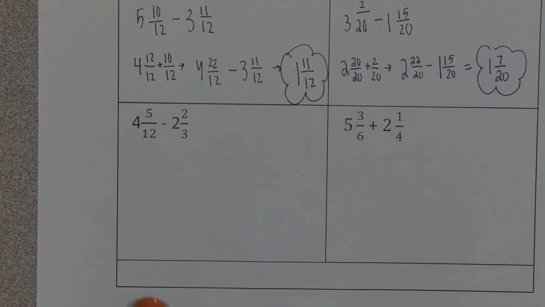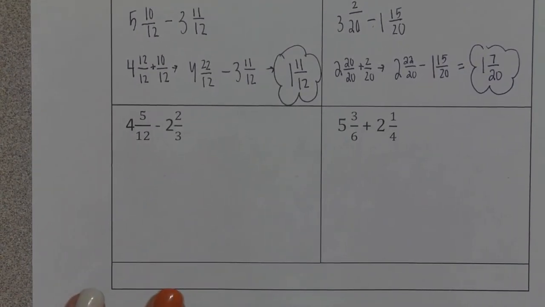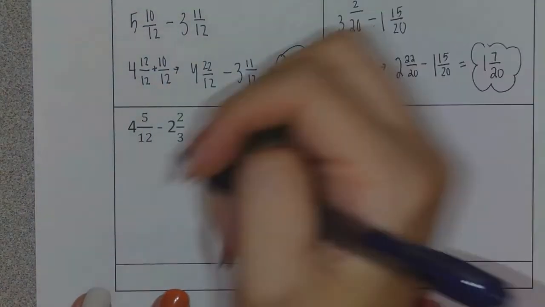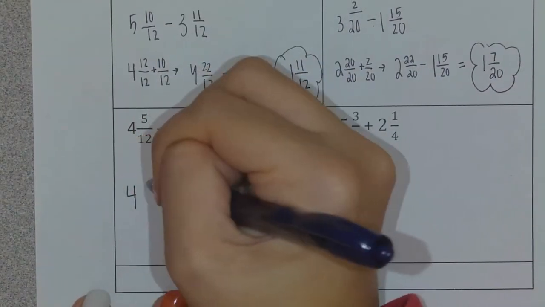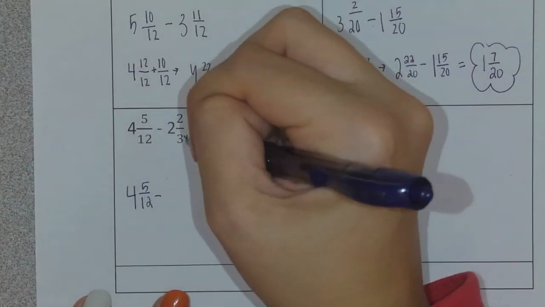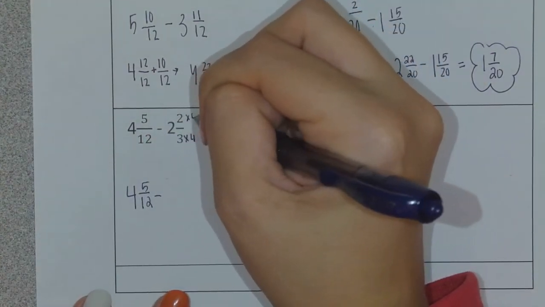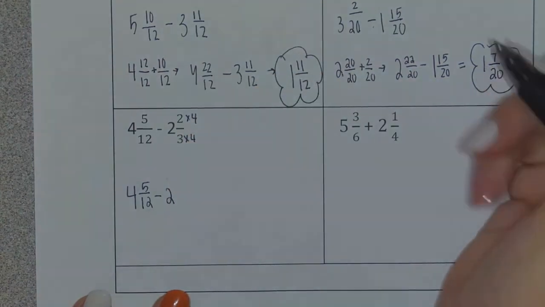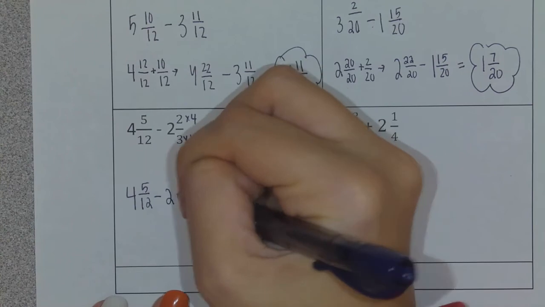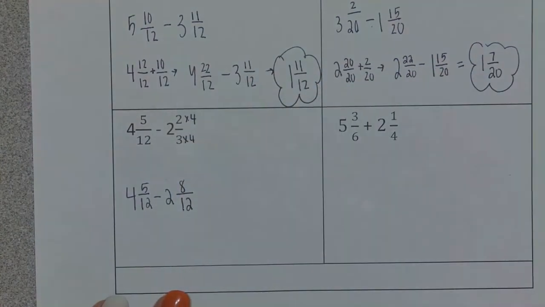All right, our next one, 4 and 5/12 minus 2 and 2/3. So the common denominator between 12 and 3 is actually going to be the number 12. So I get to leave 4 and 5/12 alone. Now I have to change my denominator of 3 into a denominator of 12. That's going to be using a scale factor of 4. So 2 times 4 gives me 8. 3 times 4 gives me 12.